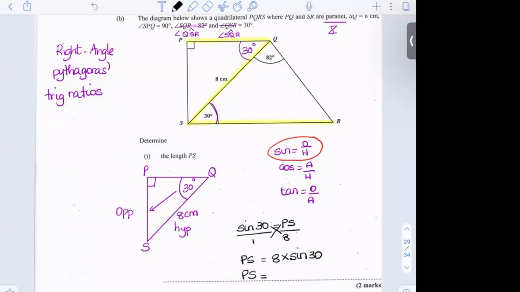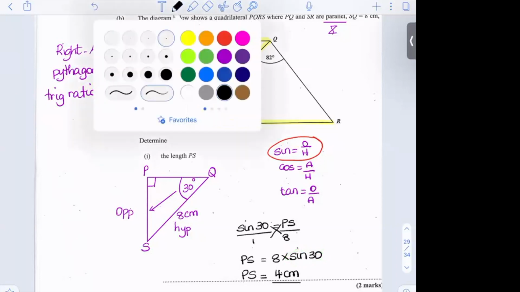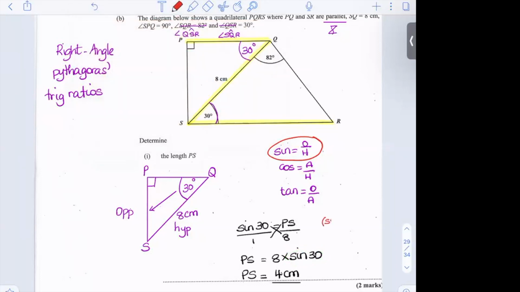Miss, 4. Who could confirm that? Yeah, miss. Yes, ma'am. Now, sine 30 is equal to 0.5. So write it. Sine 30 is equal to 0.5. So therefore, half of 8 is 4. So this was not too difficult. We were able to score 2 marks here. How? Because this is a right triangle. So right away, either Pythagoras theorem or the trig ratios are supposed to work.